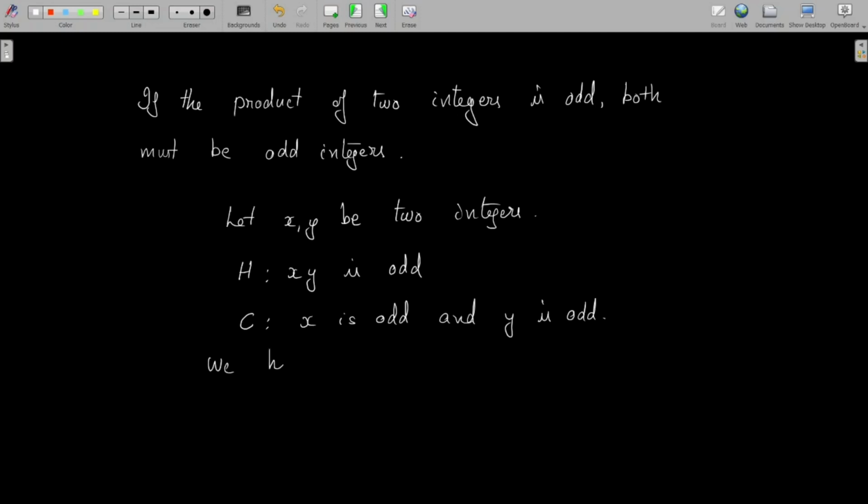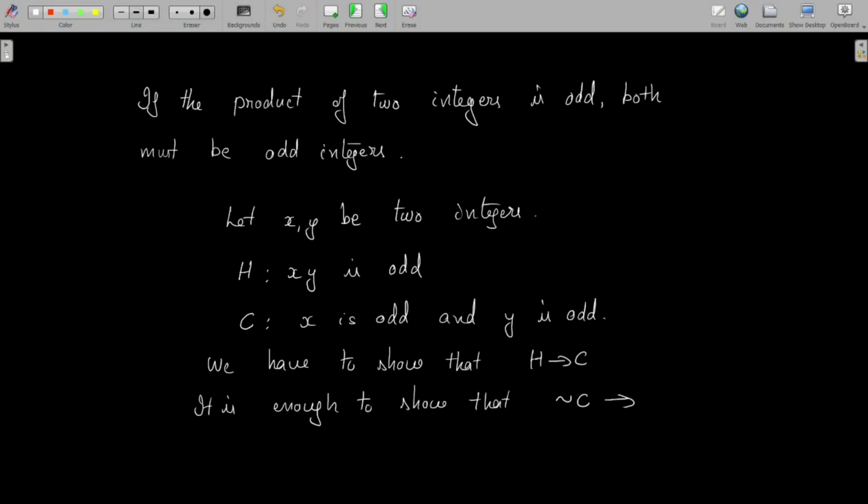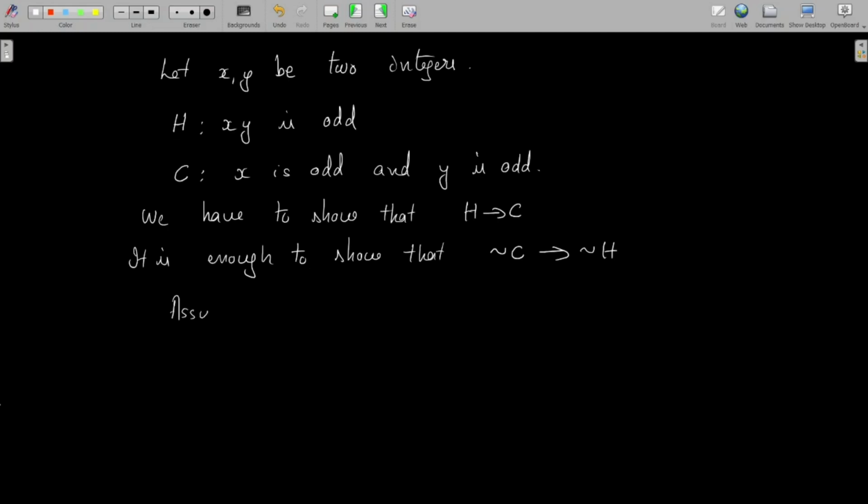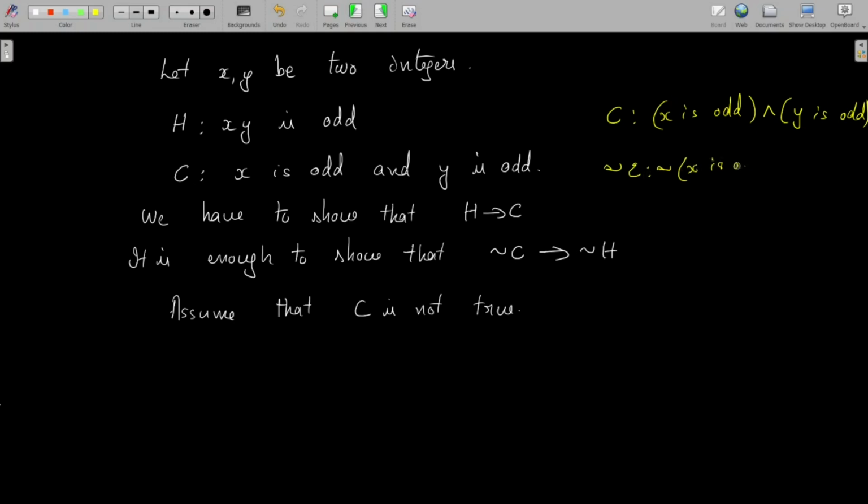We have to show that h implies c. That is, if the product of integers is odd, then both must be odd. For that, we will show that negation of the conclusion implies negation of the hypothesis. So we assume that the conclusion C is not true. Here note that C is x is odd and y is odd. So negation of C becomes negation of x is odd or negation of y is odd.